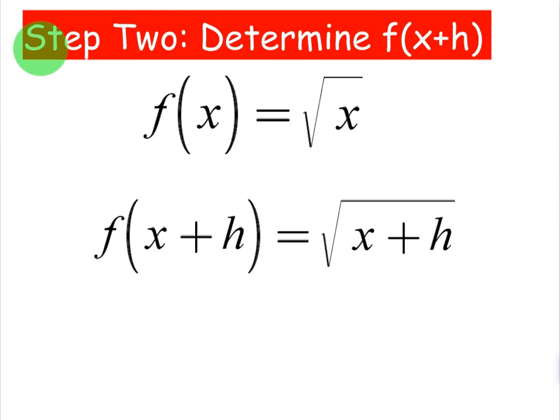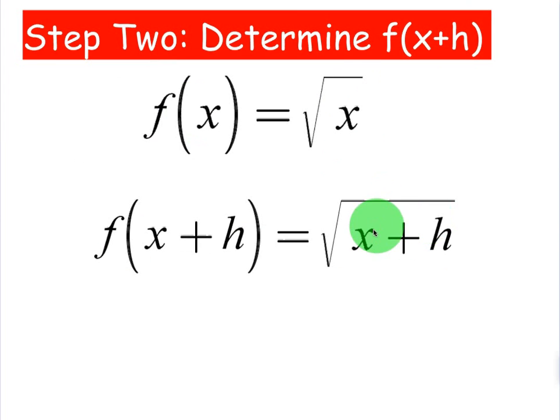Okay, so again, just like when we did the proof for x squared, now we're going to do square root of x, but we still need to determine f of x plus h. So every time there's an x in the formula, we're going to replace it with x plus h, which means f of x plus h is equal to square root of x plus h. So x is just replaced with x plus h. Simple, right? And again, here's our f of x. Here's our f of x plus h.